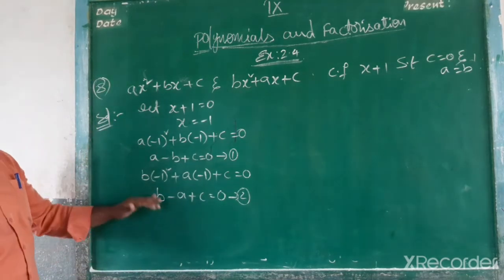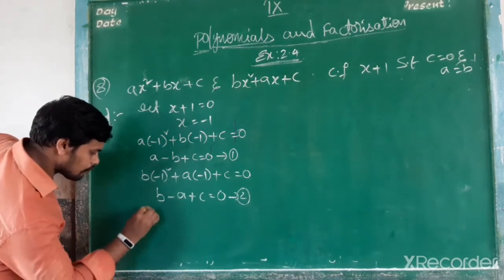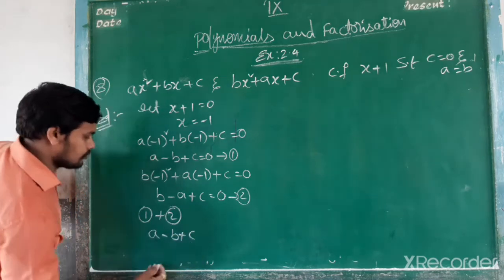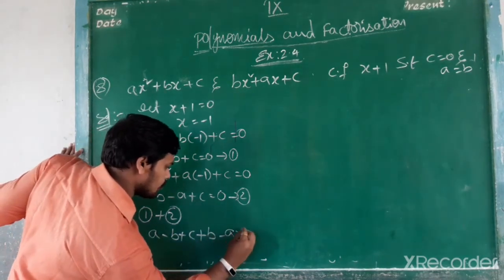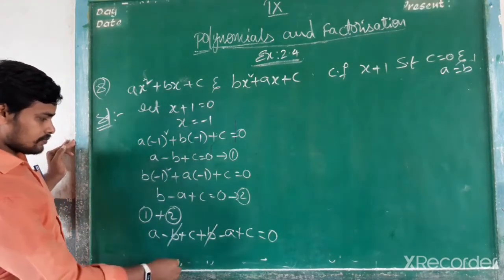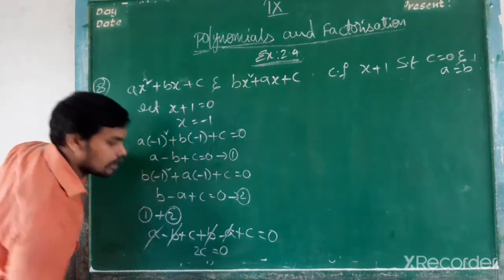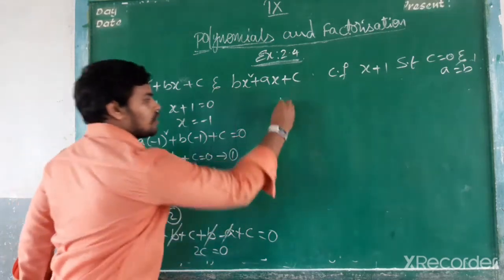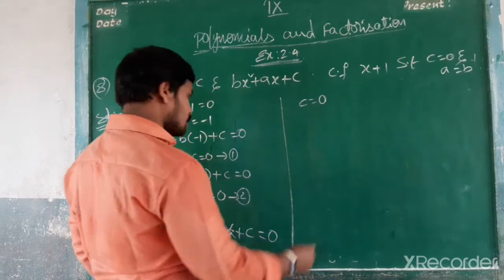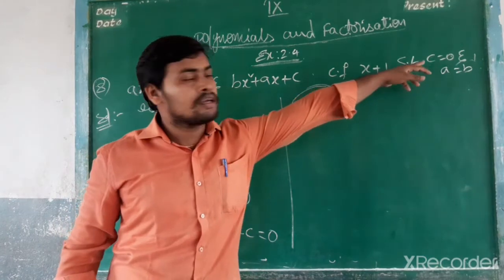Now we add these two equations. a minus b plus c plus b minus a plus c, the result is 0. So minus b plus b cancel, plus a minus a cancel, c plus c, 2c equal to 0. So 2 moves to the RHS side. So c equals 0 by 2, anything divided by 2 value is 0. So c value is 0.